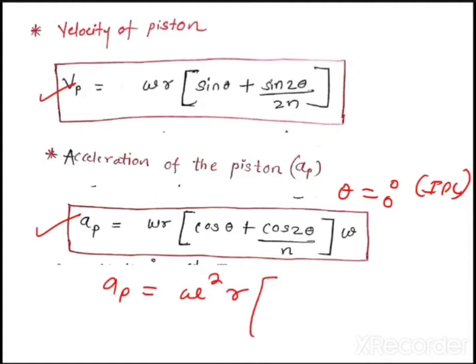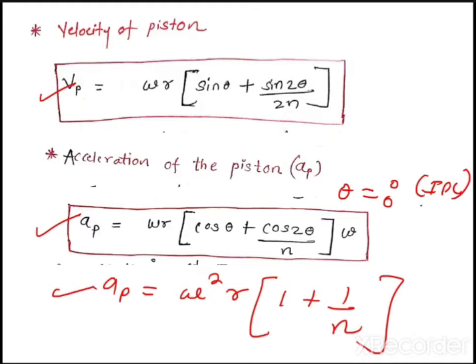Okay, and what is cos theta? What is cos 0? 1. So 1 plus 1 upon n. So you do not need to remember this formula. Which formula do you need to remember? VP is equal to omega r sin theta plus sin 2 theta. Take its derivative and you will get this formula.